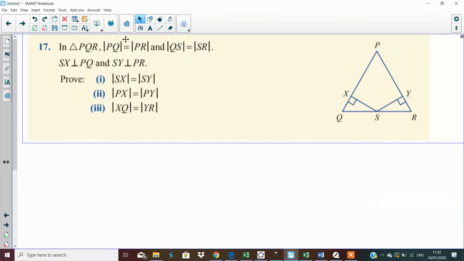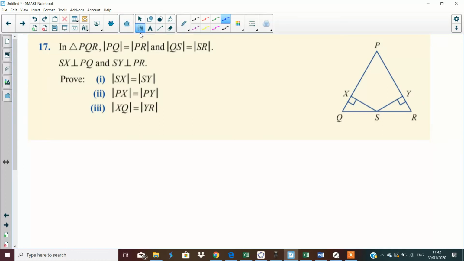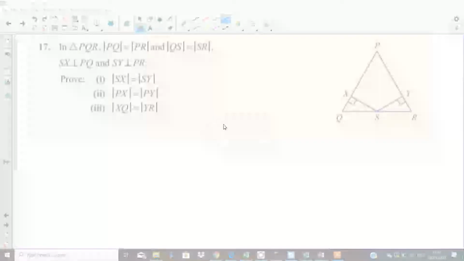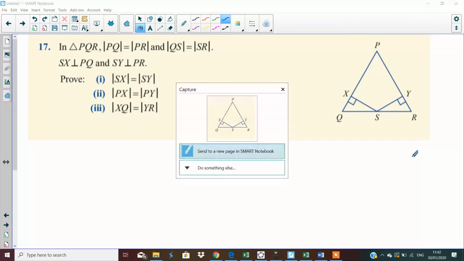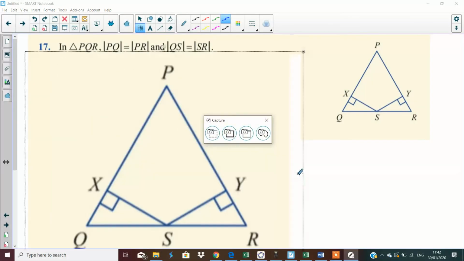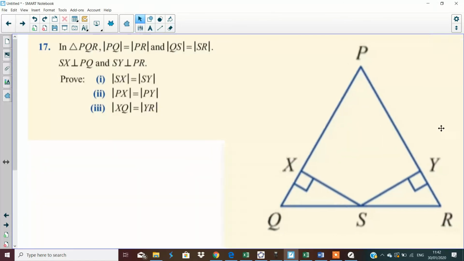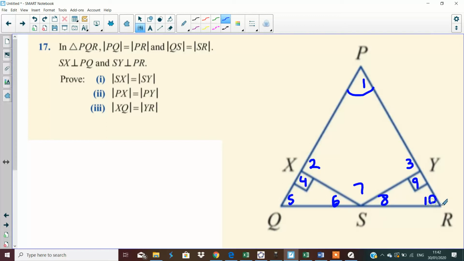Okay, let's go for this one. In the triangle PQR, PQ equals PR. For the last question, that diagram is a bit small for us, so I'm going to make a much larger version of it. Bit more accessible now, yeah. Now, angle 1, angle 2, angle 3, angle 4, 5, 6, 7, 8, 9, 10. Everybody cool with that? Okay.